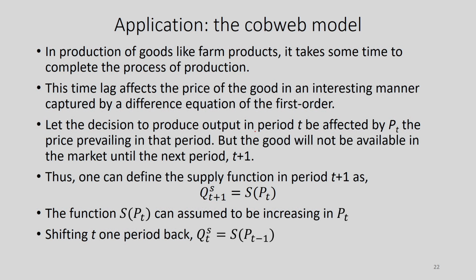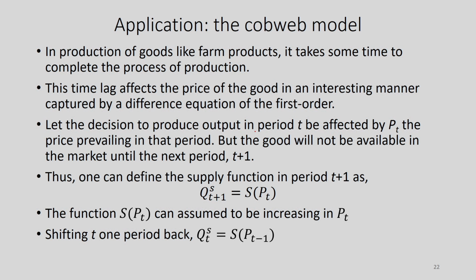So, how does this lag come into being? Let the decision to produce output in period t be affected by P t, the price prevailing in that period, but the good will not be available in the market until the next period, t plus 1.